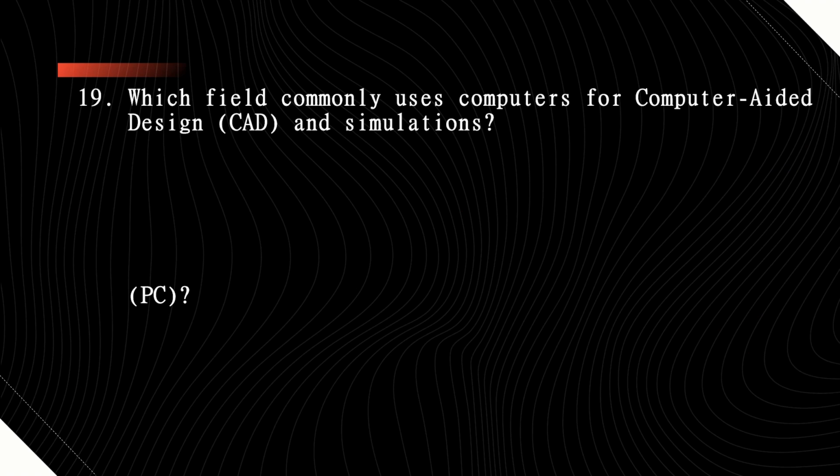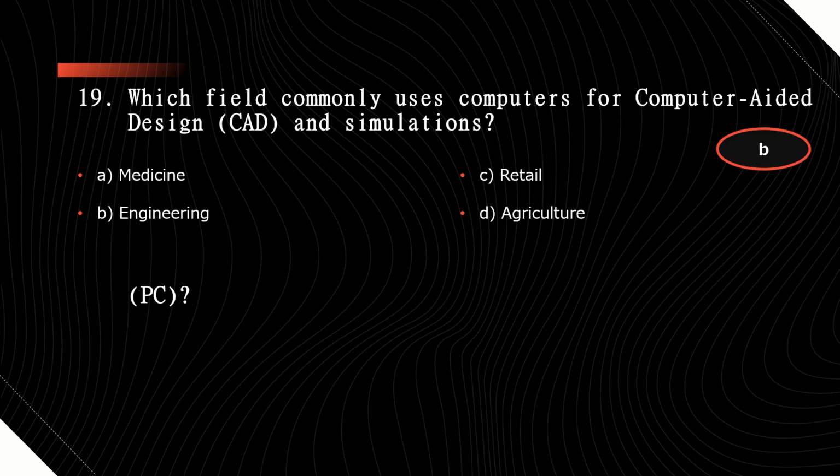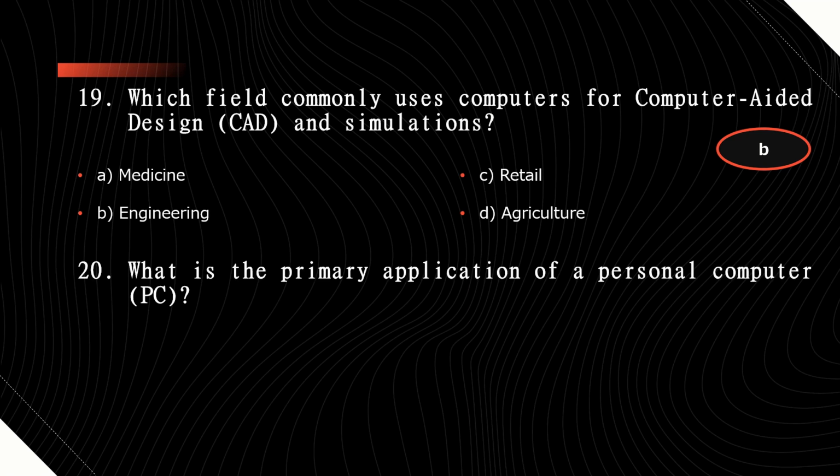Which field commonly uses computers for computer-aided design and simulations? Options are A. Medicine. B. Engineering. C. Retail. D. Agriculture. Answer is B. Engineering. Computers are extensively used in engineering for tasks like computer-aided design and simulations.